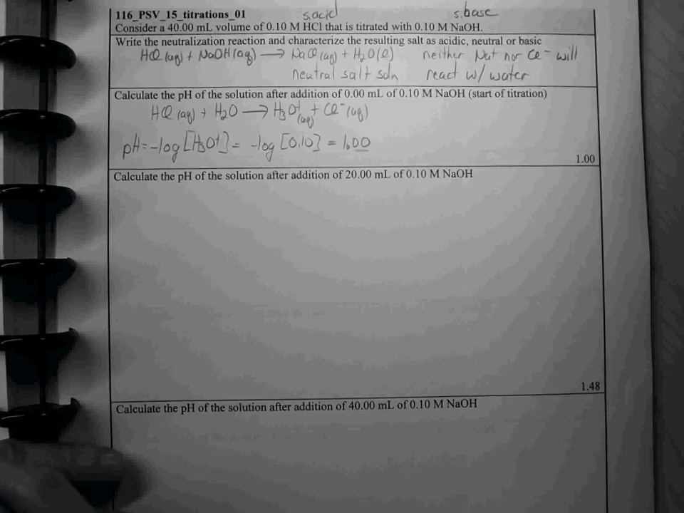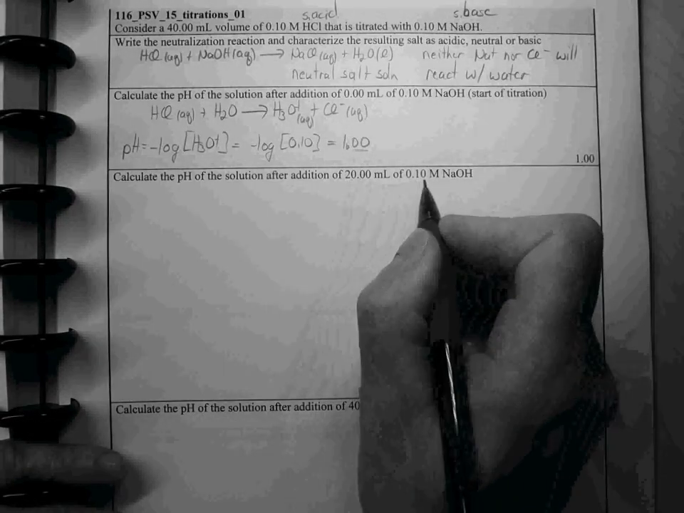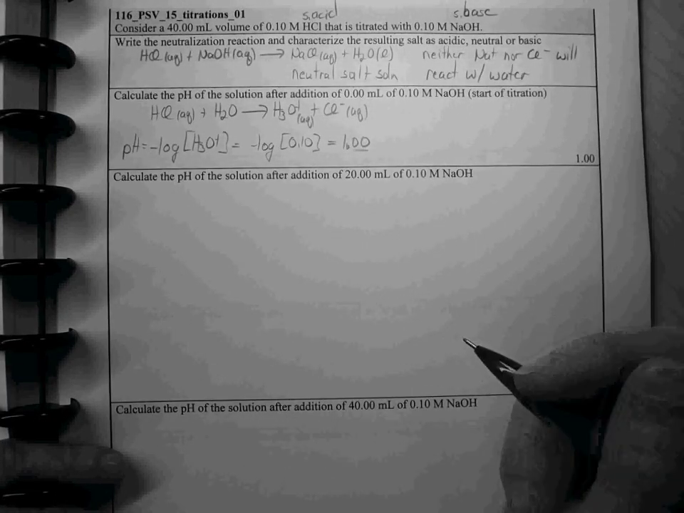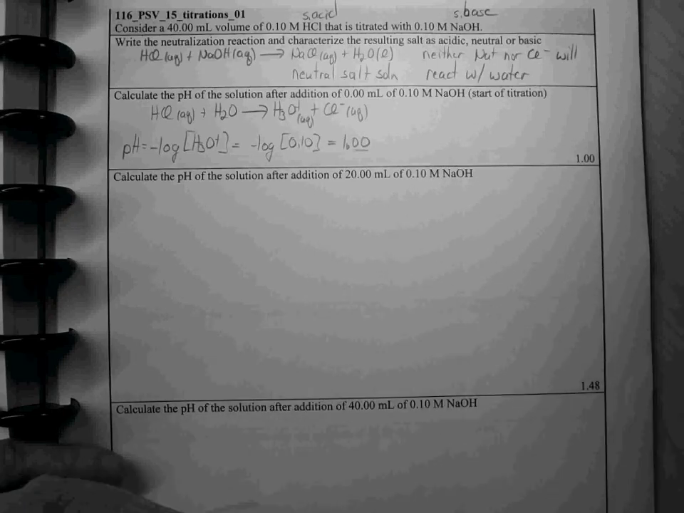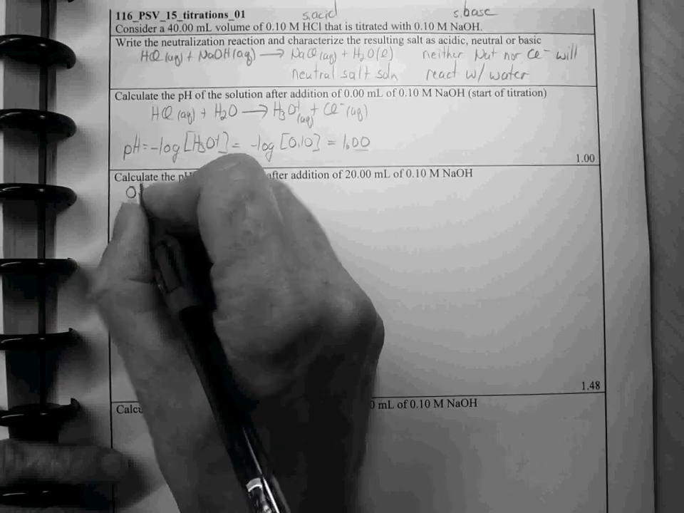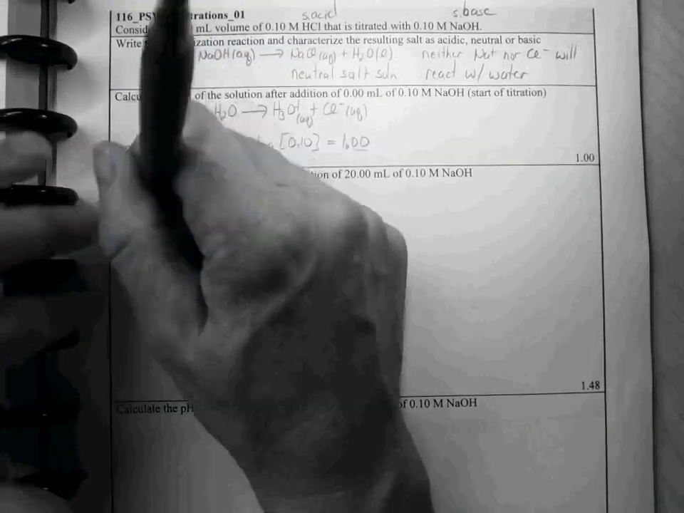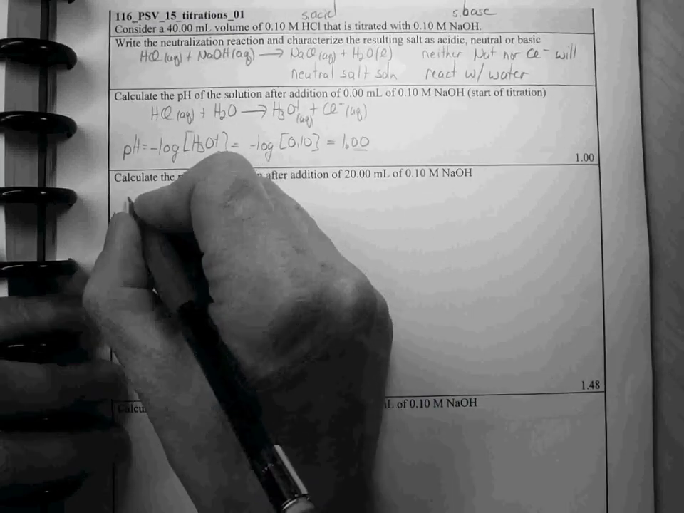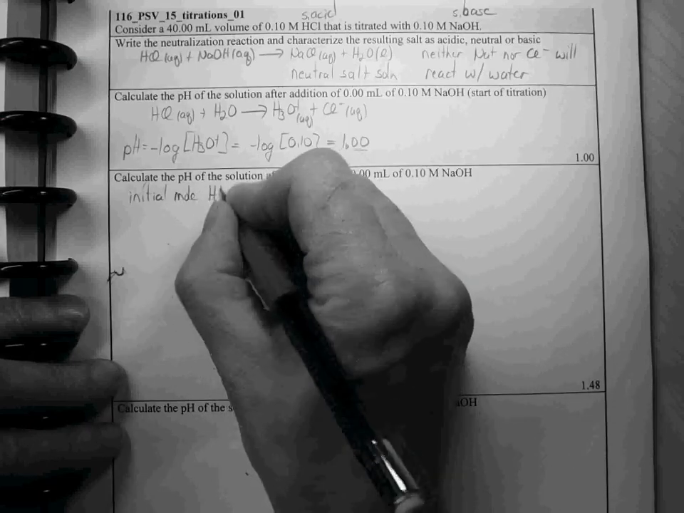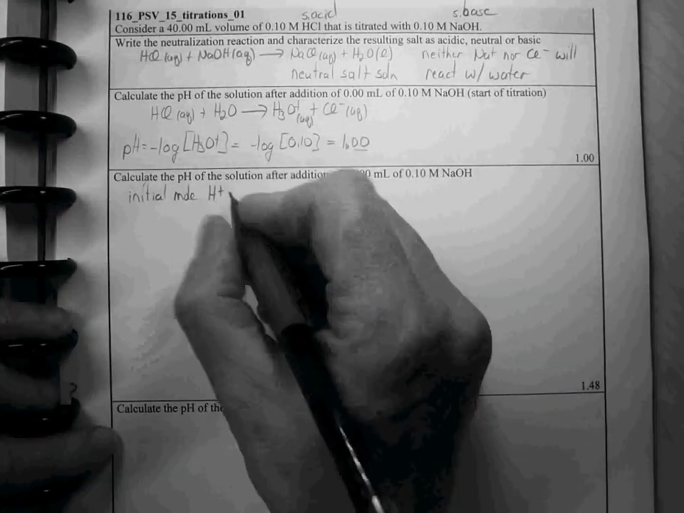Alright, next we want to calculate the pH after the addition of 20 milliliters of 0.1 molar NaOH. Now, at least some of the acid is going to be consumed. We want to determine how much of the initial acid we had and how much is consumed in order to determine our pH. So we want to calculate the initial moles of H plus. I'll call it H plus rather than HCl because that's really what we have. You can call it H plus or H3O plus. Doesn't matter.